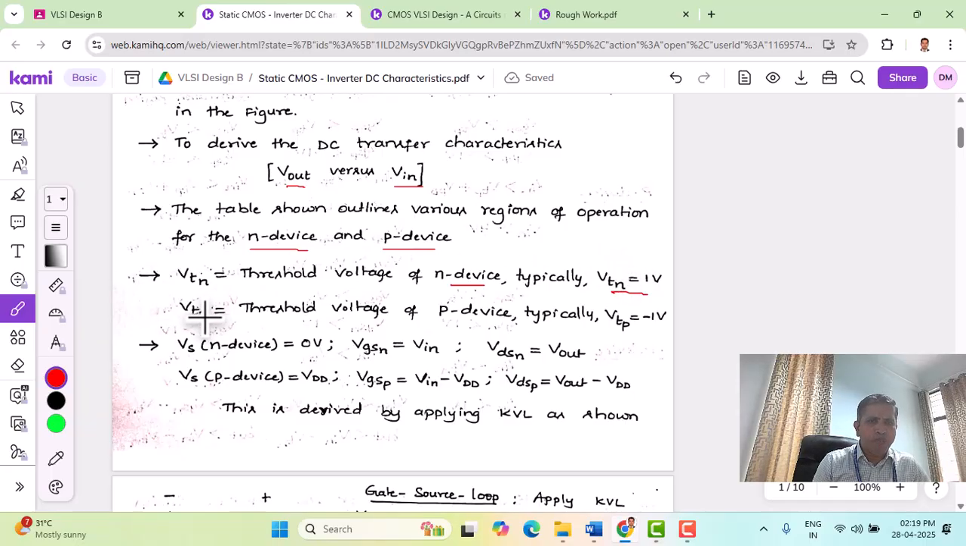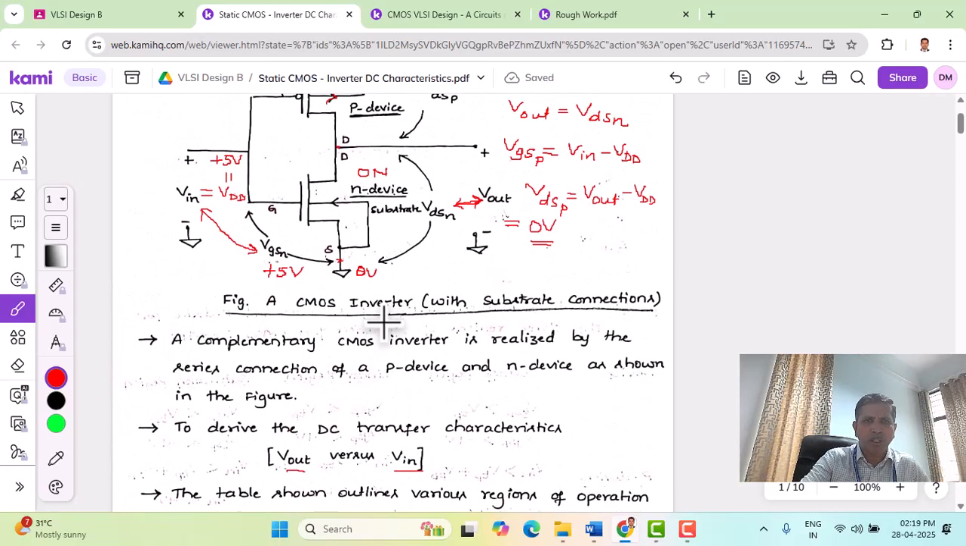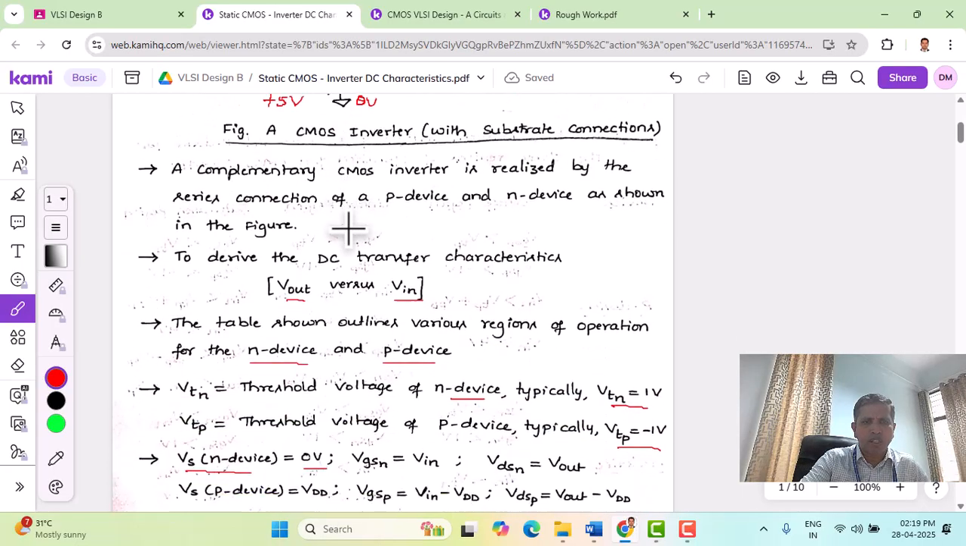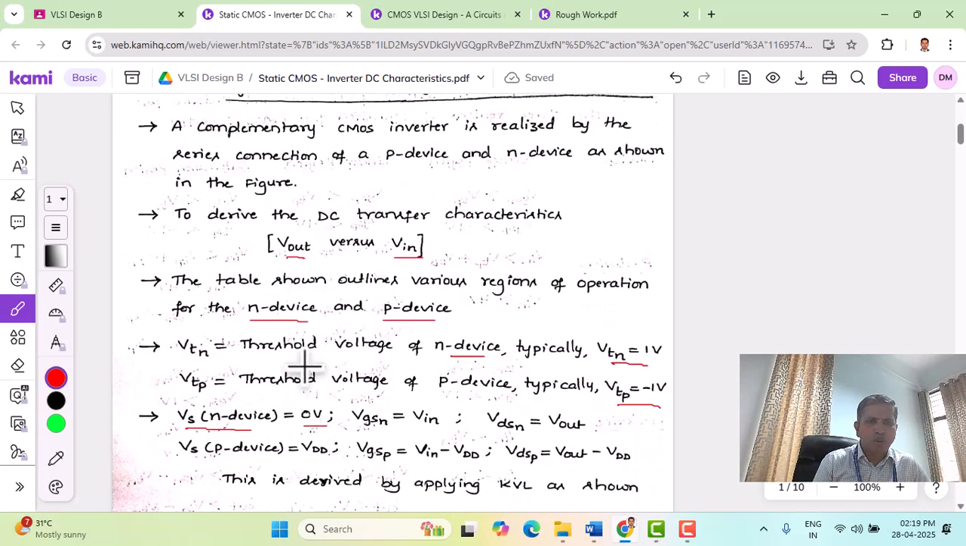Similarly, the VTP, threshold voltage of the PMOS device or P channel device, is typically minus 1 volt. And with reference to the above inverter circuit, source of the N device is at 0 volts, as we can see here from the circuit. The source of the NMOS is at 0 volts. And source of the PMOS device is at 5 volts, and VGSN is equal to Vin. We already discussed this. VDSN is also equal to output voltage. VDSN is nothing but drain to source of NMOS device, equal to output voltage.